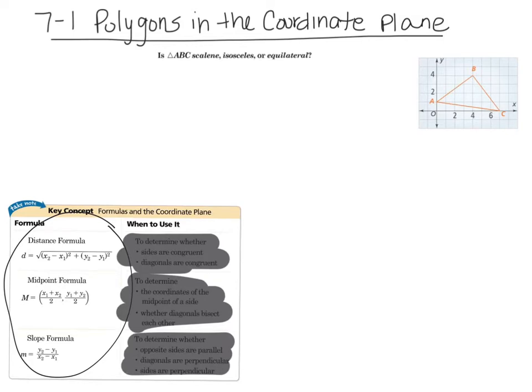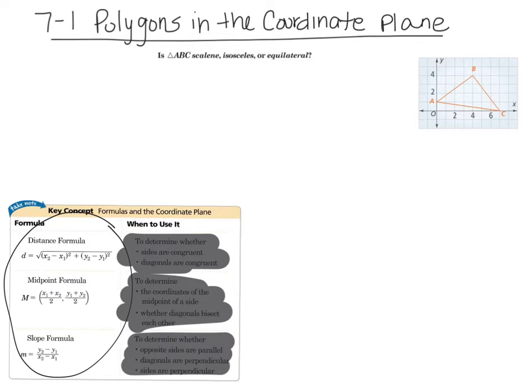It says, is triangle ABC isosceles, scalene, or equilateral? So when we're trying to classify a triangle, we always look at its side lengths, and we look and see, does it have 2 congruent sides, 3 congruent sides, or no congruent sides? In this case, the distance formula is going to be helpful for us. So we are going to use the distance formula for A, B, and C. We're going to find the length of AB, find the length of BC, and find the length of AC.